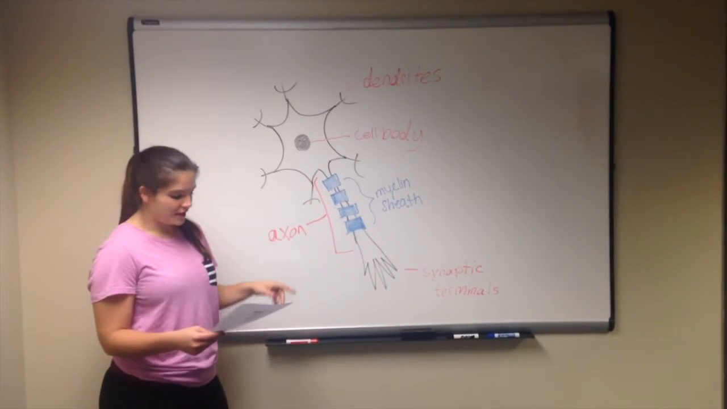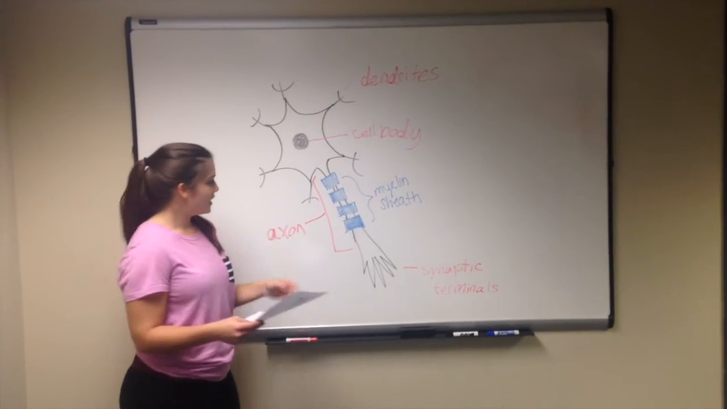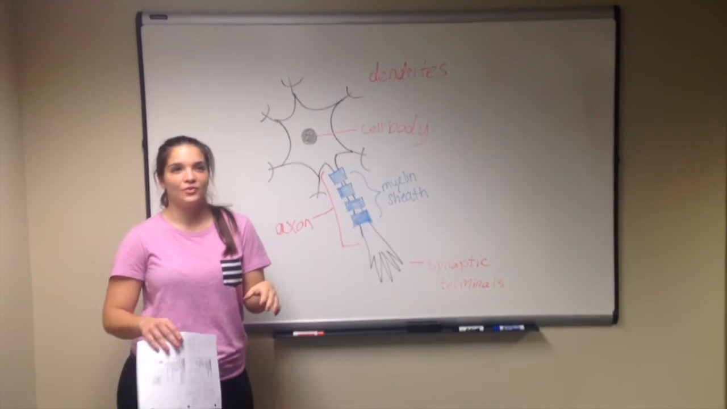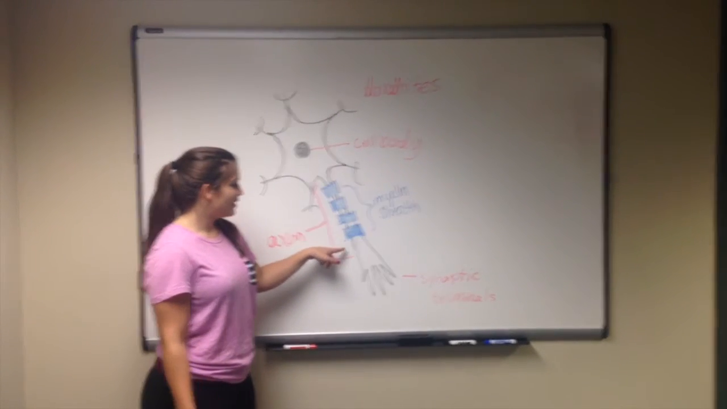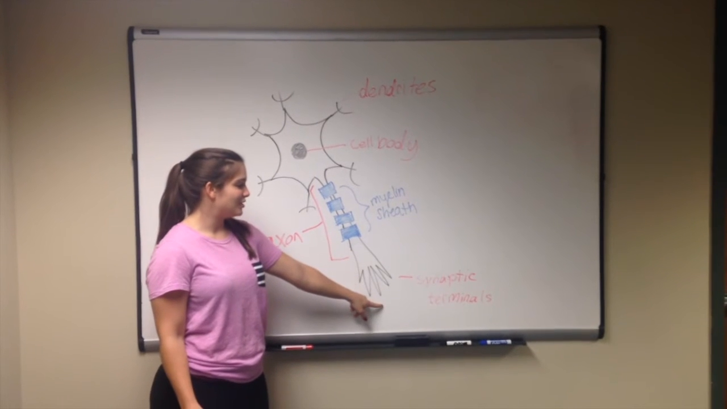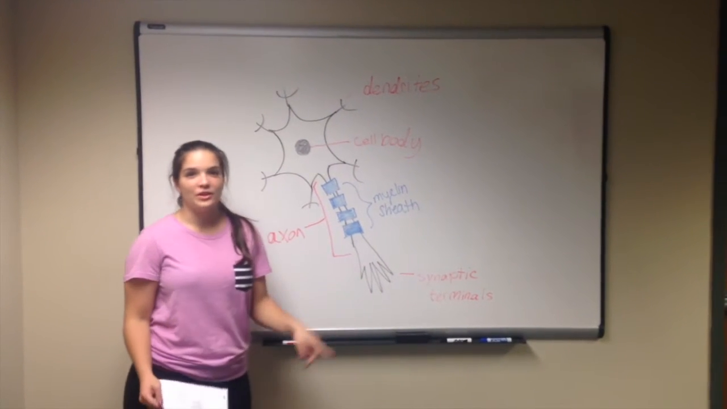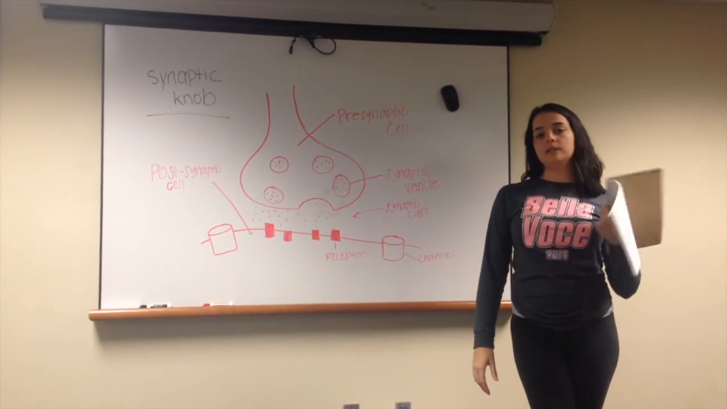The axon is the impulse generator and conductor, and then the myelin sheath helps keep the signal in one spot so that the signal is not bouncing all around to other neurons. And then the signal will go into the synaptic terminals, where this is the site of communication between other neurons. Synaptic knob. The synaptic knob is on the end of the synaptic terminals.